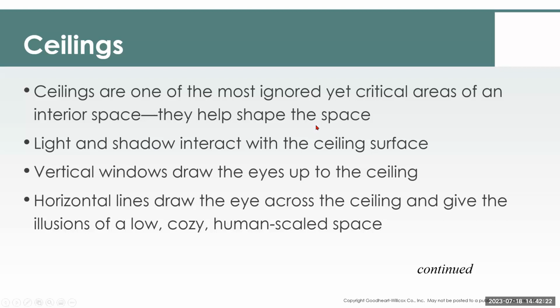Now, ceilings are one of the most ignored yet critical areas in an interior space. They help shape the space. Light and shadow interact with the ceiling surfaces, so we can do some amazing things in design with ceilings. Vertical windows draw our eyes up to the ceiling, so there are ways we can manipulate a room to make the ceiling look longer or higher, taller, or shorter. Horizontal lines, like we learned in Elements of Design, can draw the eye across the ceiling, giving an illusion of a lower, cozy, human-scaled horizon, which brings that ceiling down.